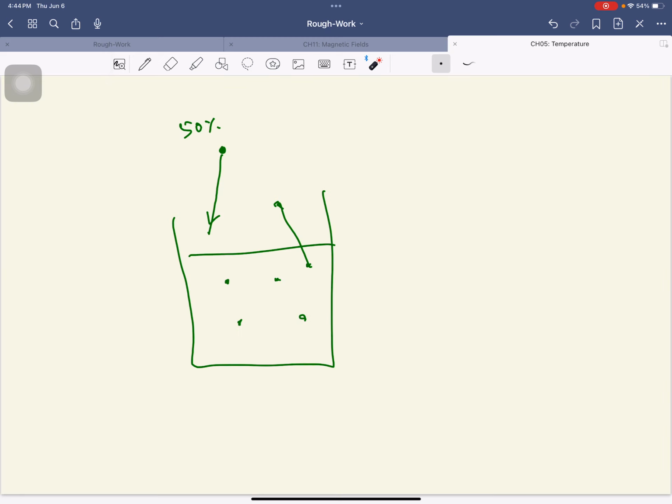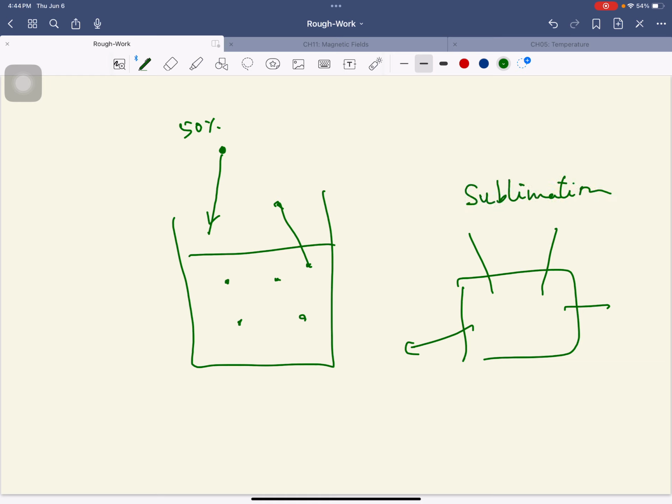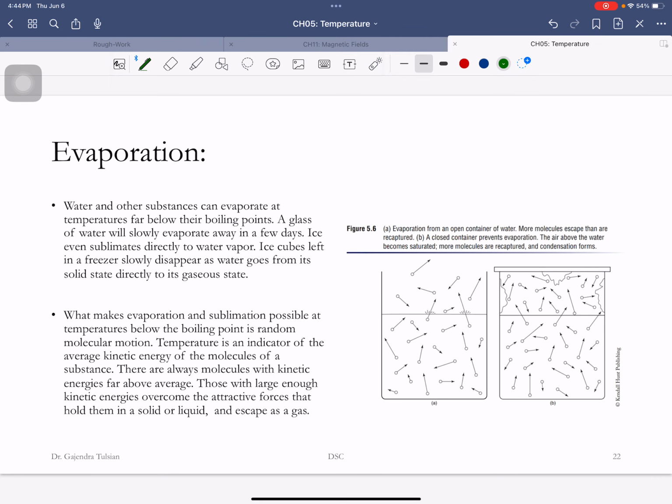And this is not just for water, even solids. So even a block of ice, water molecules can escape directly into the air, and this process is called sublimation. So ice cubes left in a freezer slowly disappear as water goes from its solid state directly to its gaseous state.